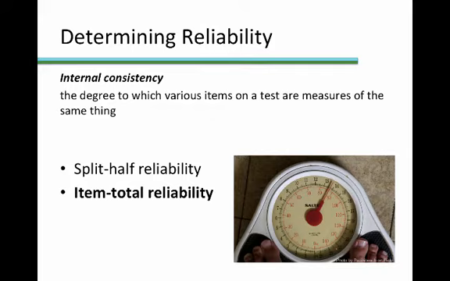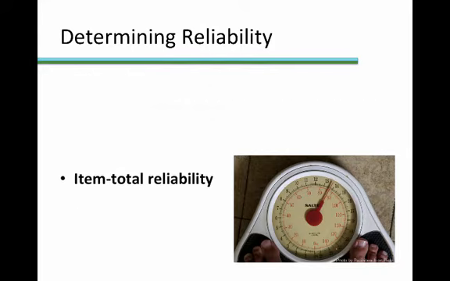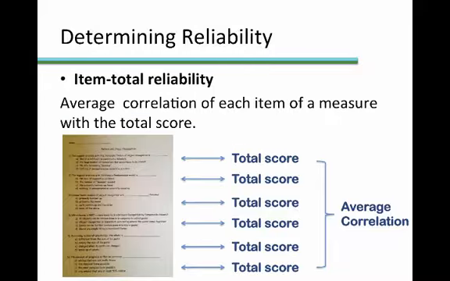And finally, we have item total reliability. The item total reliability method finds the average correlation of each item of a measure with the total score.